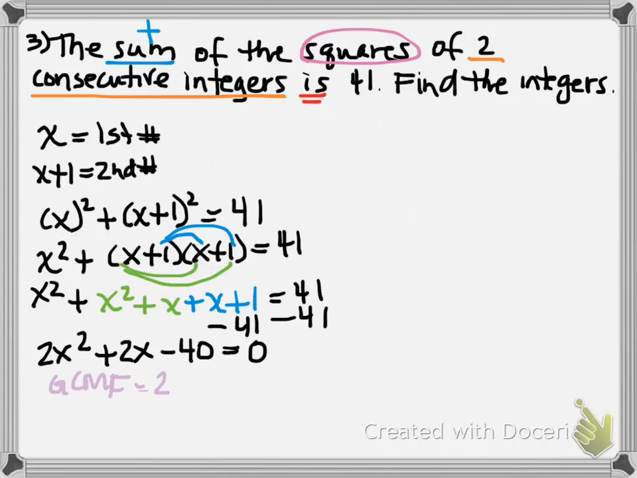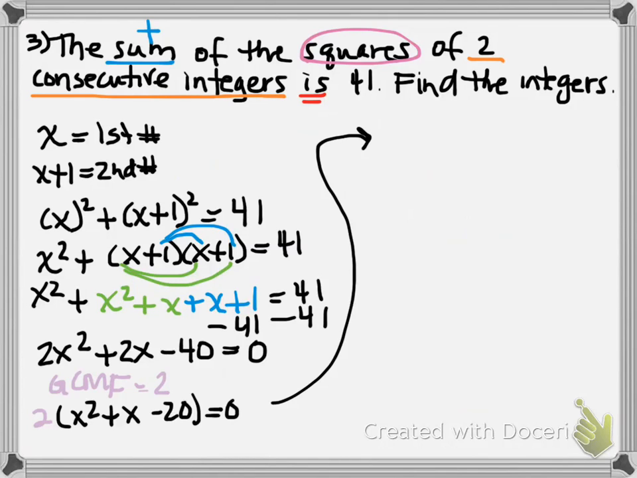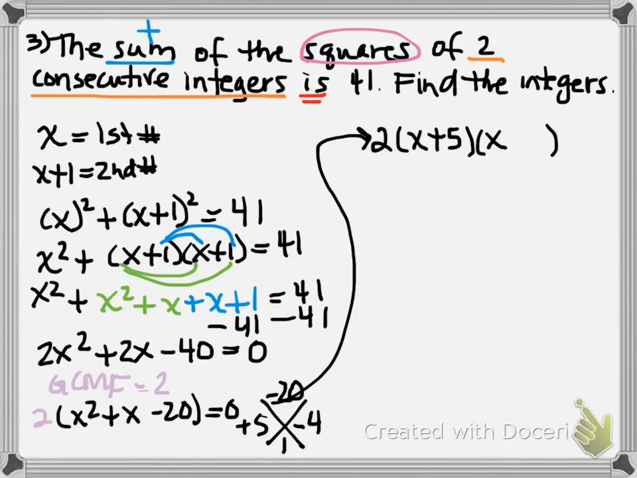And that would be 2. So I'm going to factor it out, leaving behind x squared plus x minus 20. So I'm going to go ahead and continue the problem over here. We're going to play the game. Factors of negative 20 that add to give me 1 are going to be positive 5 and negative 4. So what I end up with is 2 times the quantity x plus 5, x minus 4.